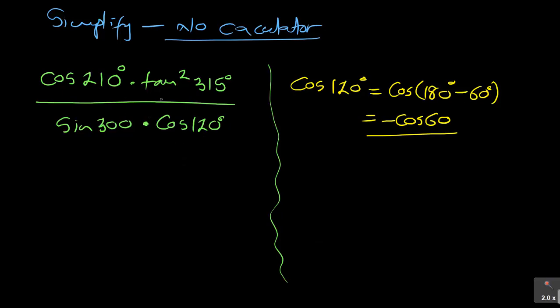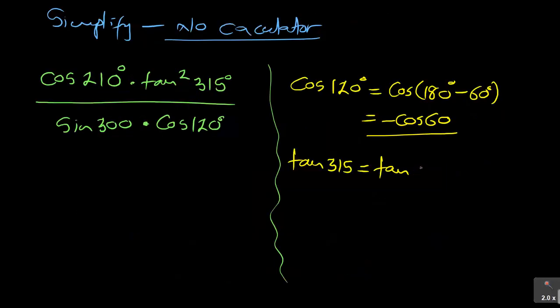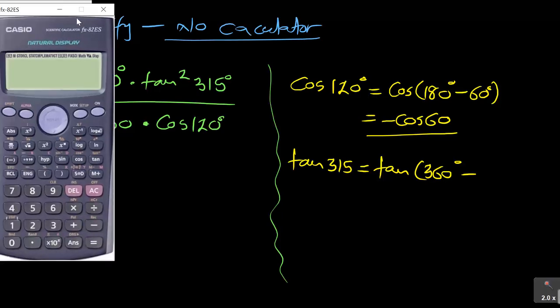The next one is tan 315. Forget about the square for now. Focus on tan 315, which is equal to, now again you ask yourself which quadrant is tan 315. 315 is after 270. It is in the fourth quadrant. And what is the reduction rule? It is 360 minus theta. So you're going to have tan of 360 degrees minus, you separate the two angles, 360 minus 315, so that you can get that angle.